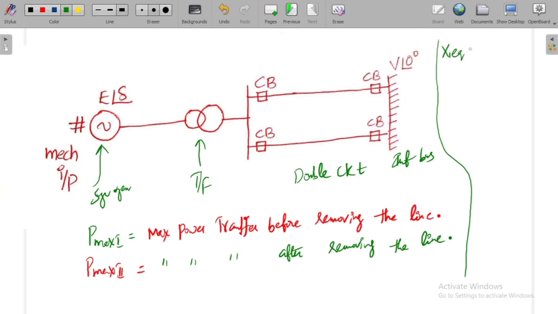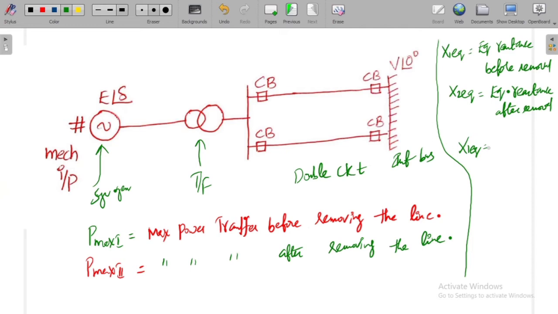X1 equivalent is the equivalent reactance before removal. Before removing one line, X1 equivalent is the equivalent reactance. X2 equivalent is the equivalent reactance after removal. Now tell me, what is X1 equivalent? X1 equivalent is the summation of generator reactance plus transformer reactance plus transmission line reactance.